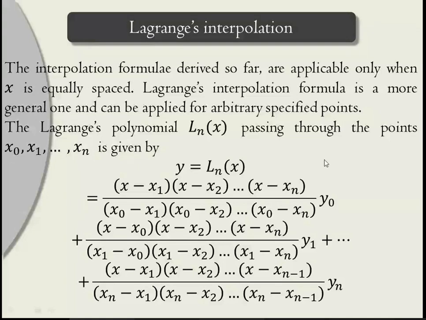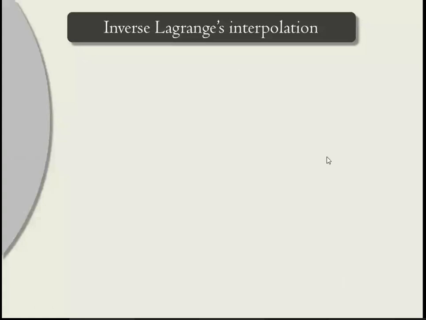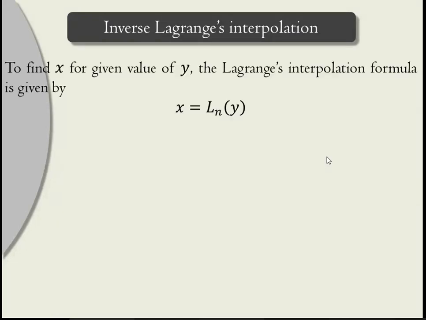Now, this equation gives y in terms of x, whenever we want to find the value of y at some x. But if you want to find the value of x for some value of y, then how to get that? For that, we use the inverse Lagrange's interpolation. How to get this inverse Lagrange's interpolation? Just interchange x and y in the formula we saw just now.